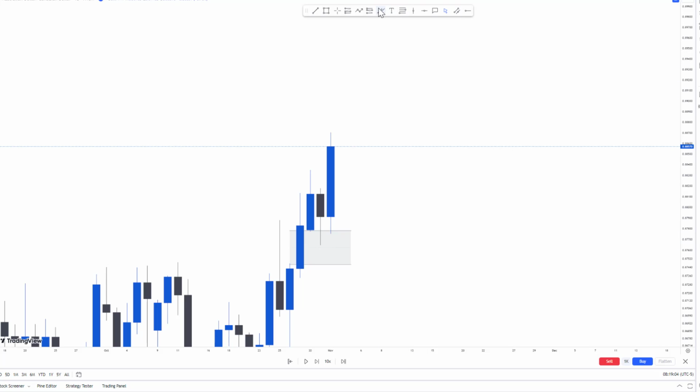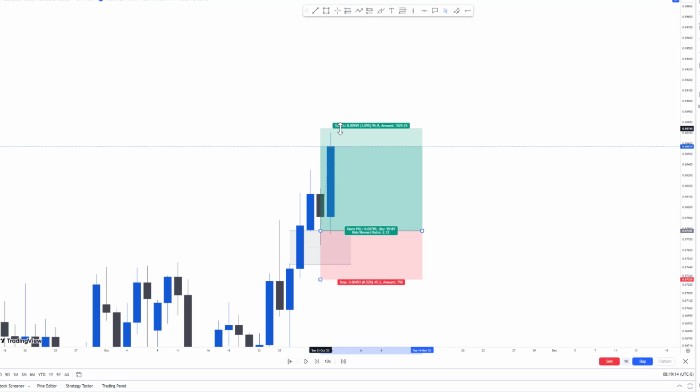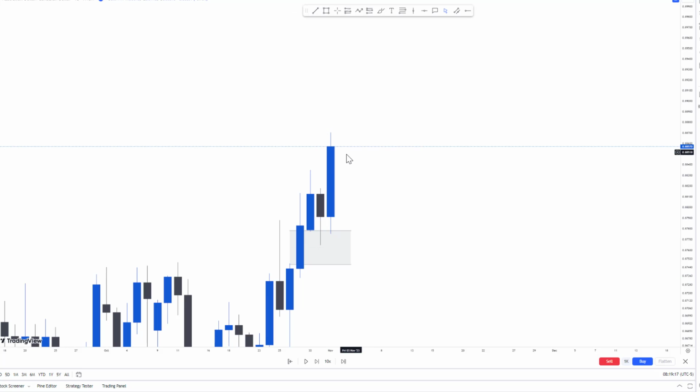A lot of ICT traders, you're going to see them coming to take their long position right here, stop loss maybe below this candle, and you see them placing their target. This is how this strategy is being traded. So this is what a bullish fair value gap is.